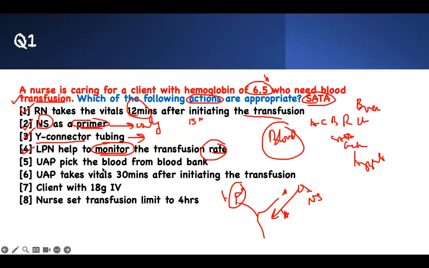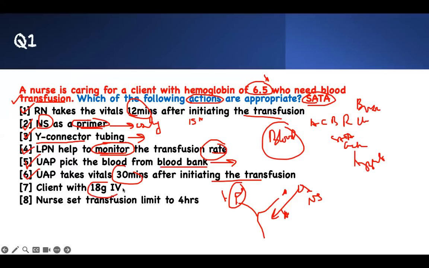Good. UAP picks up the blood from the blood bank. This does not involve any thinking. I just go to the blood bank, tell them the patient needs the blood, and they give it to me. So the UAP can do that. UAP takes vitals 30 minutes after blood transfusion. Yes. After the first 15 minutes, the nurse can delegate to the UAP.